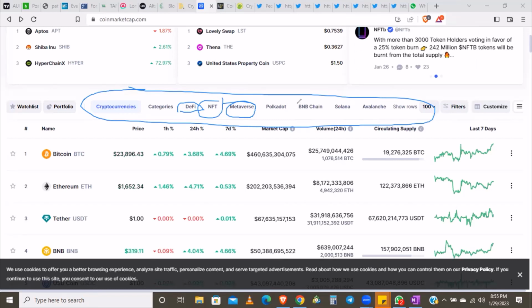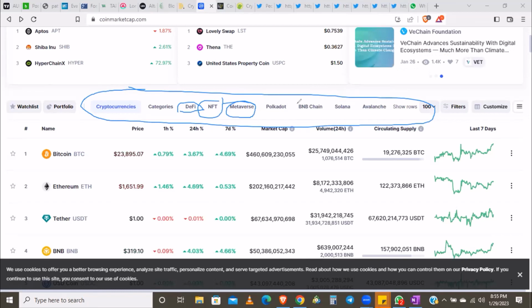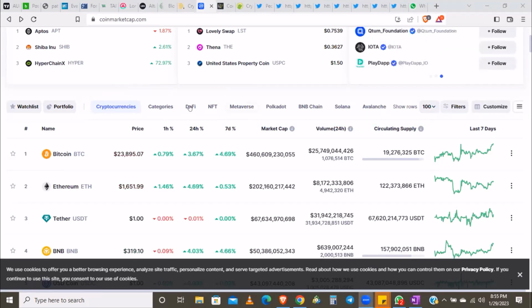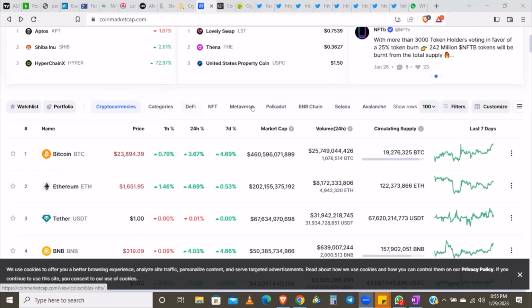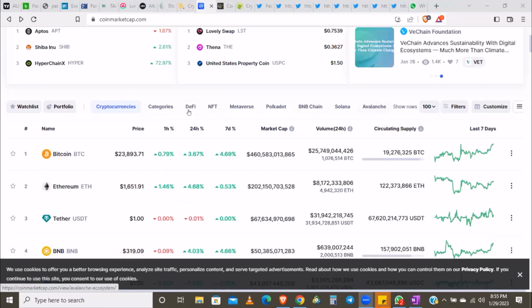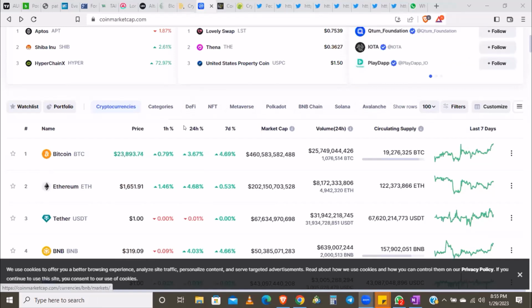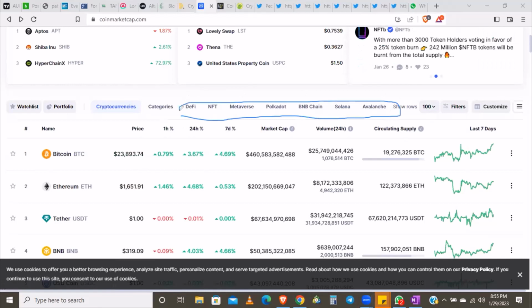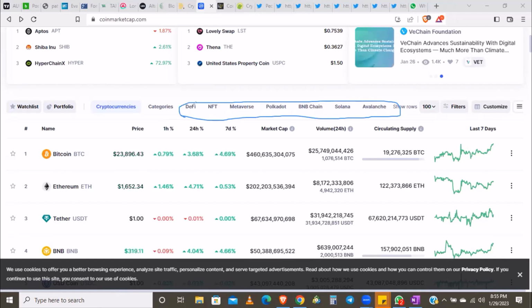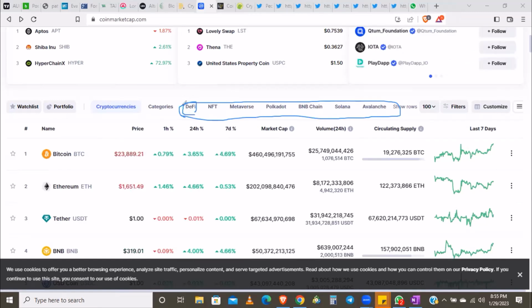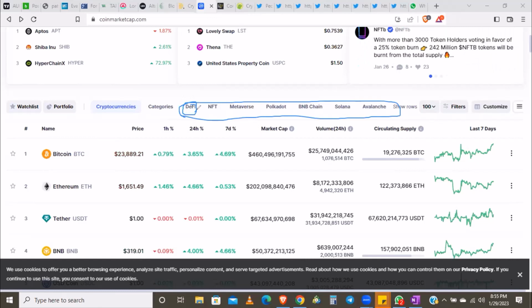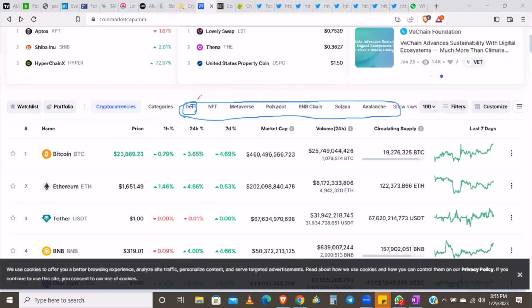Let me just do something now. Let's quickly see what the classifications of coins are under DeFi. I told you DeFi is a part of cryptocurrency, along with NFT, metaverse, Polkadot, BNB Chain, Solana, and Avalanche. Now, all of this you're seeing here, they all have their classifications. They all have the coins that function under them. When you know the use case of what this one is, what it does, then you'll be able to ascertain what the potential coins under it tend to do in the future.